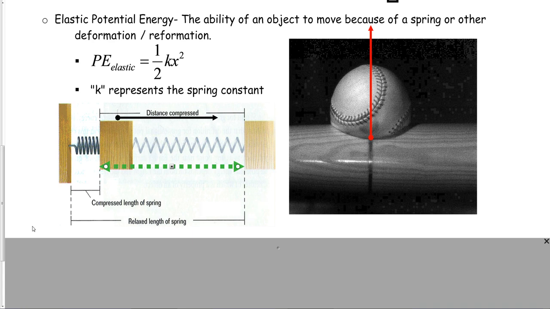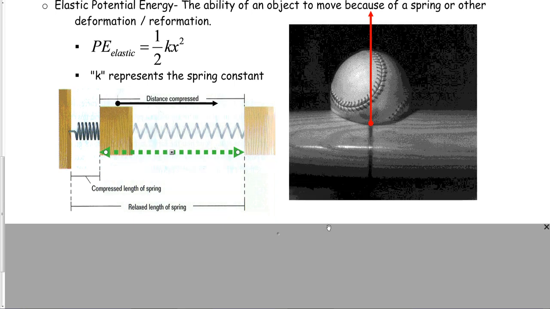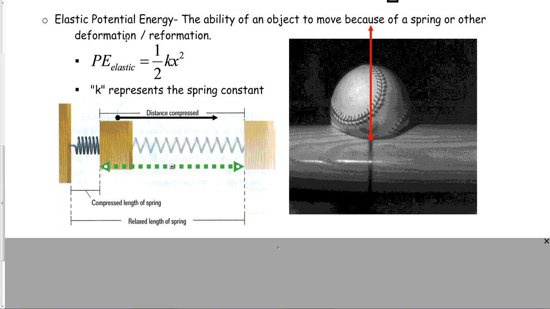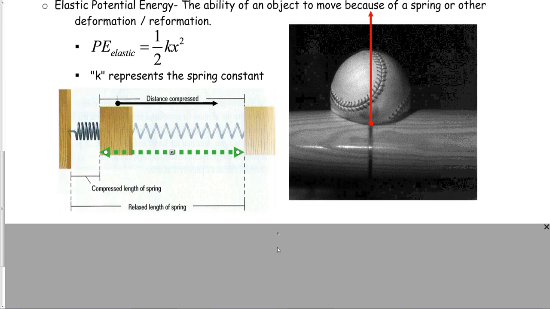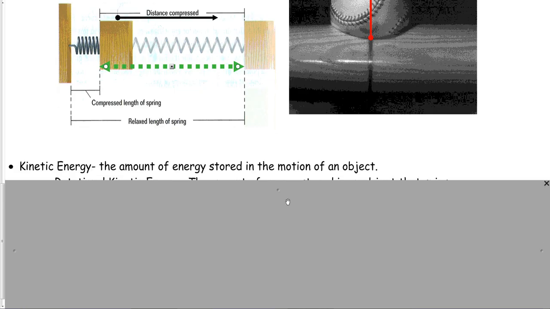So here's the relaxed length, here is the compressed length, and then that is the distance compressed. And they already have it marked up there, but my green arrow also shows that this is how far it was compressed. All right, and I'm going to have an example problem where I actually use this equation so that you can see how it has worked. The K, once again, is just a constant that is measured, and it has to do with the object itself. It's not something that stays the same.